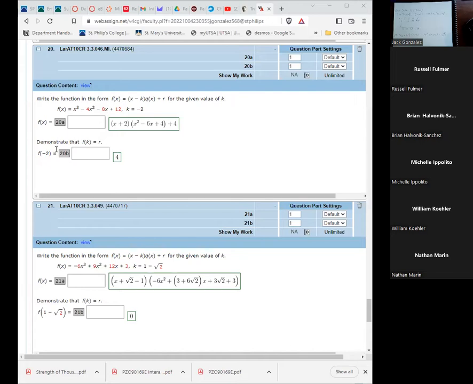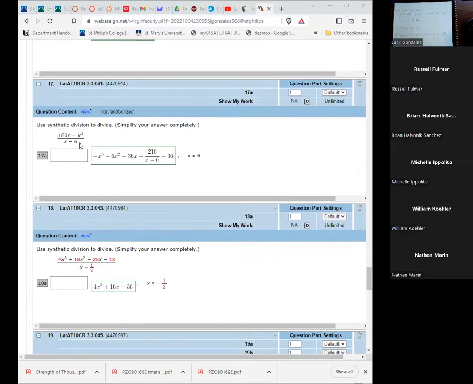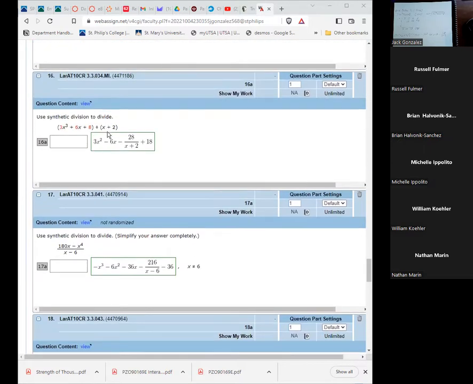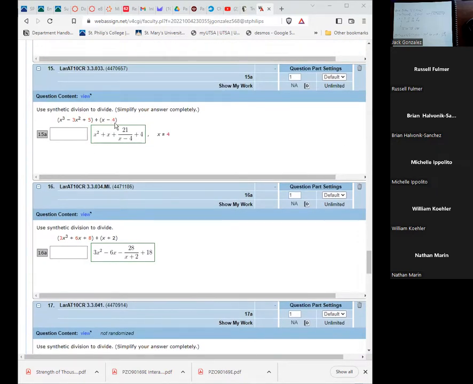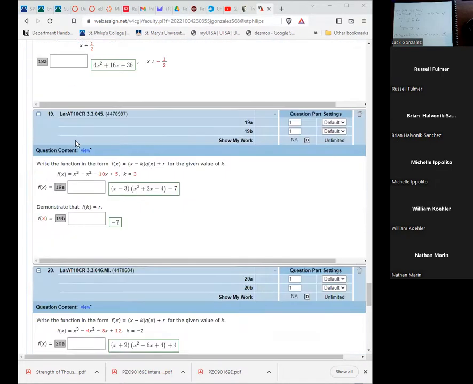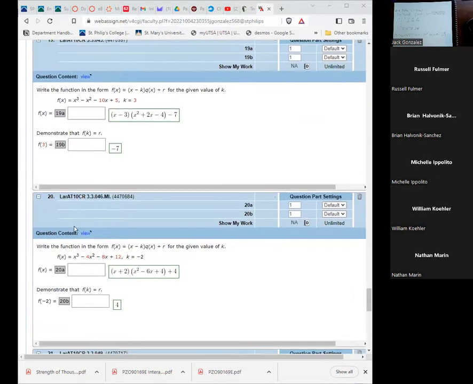Okay. So if they write it this way, obviously that means you're dividing by x minus 6. So you would use positive 6, right? X plus 2, we just did that. You divide it by negative 2 on the synthetic. X minus 4, that means you divide by 4. If they write it this way, you just put a minus half. If they tell you straight up what the k is, that's going to be your synthetic divisor part, okay?